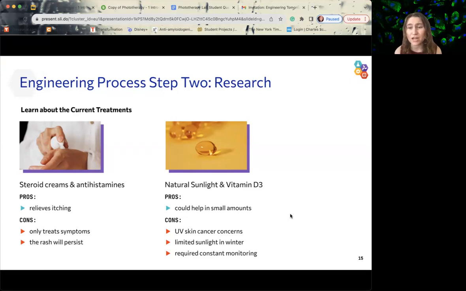So I see a question in the chat. May I ask what the engineering problem is? So the engineering problem in this case is you're essentially trying to figure out, okay, what is a better treatment for Grover's disease? What is a treatment that essentially treats the underlying problem?